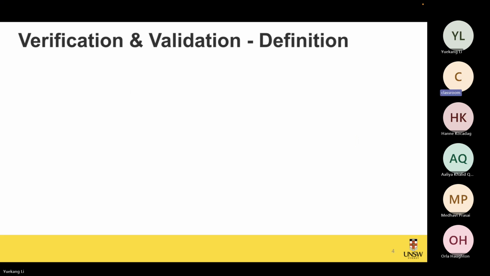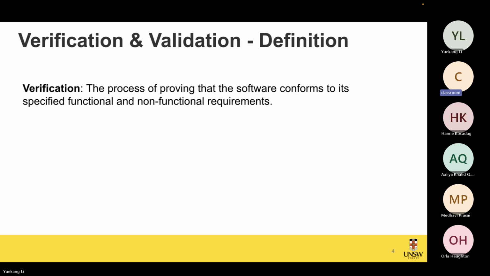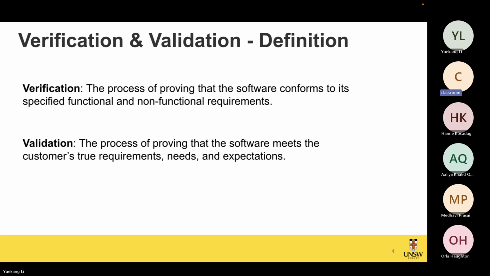Let's jump into the definitions from the textbook. Verification is the process of proving that software conforms to the specified functional and non-functional requirements. Validation is the process of proving that the software meets the customer's true requirements, needs, and expectations. These are kind of confusing and overwhelming, right? They look very similar, as they are all related to proving something, but the thing we are trying to prove is somehow different. So what's the difference here?